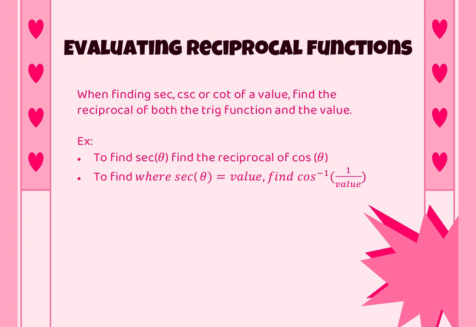When you're finding secant or cotangent of a value, then you're finding the reciprocal of both the trig function and the value. If it says cosecant of an angle, or cotangent of an angle, so the angle is given and you're looking for the trig function, then all you do is take the reciprocal. So cosecant is 1 over sine, cotangent is 1 over tangent, and secant is 1 over cosine.